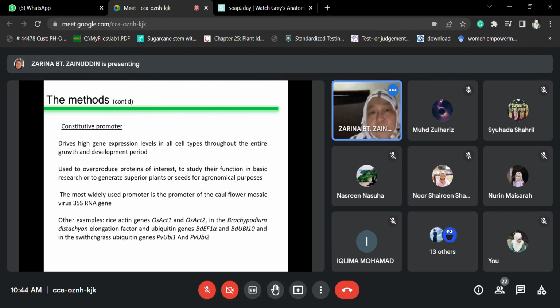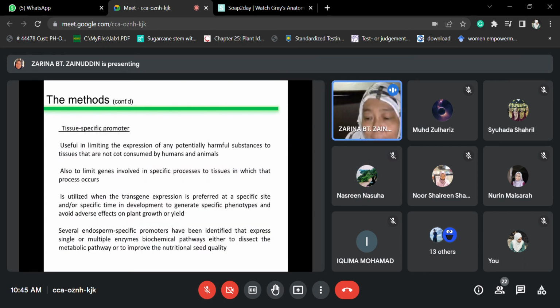Tak ada? Okay, other example of constitutive promoter where you can obtain from actin genes of rice. You can also obtain this promoter from brachypodium elongation factor gene and ubiquitin gene. And also you can obtain this promoter from switchgrass ubiquitin gene. So this gene produce promoter, what we call as constitutive promoter. Any question? Boleh faham kan? Tak ada soalan? Boleh follow?